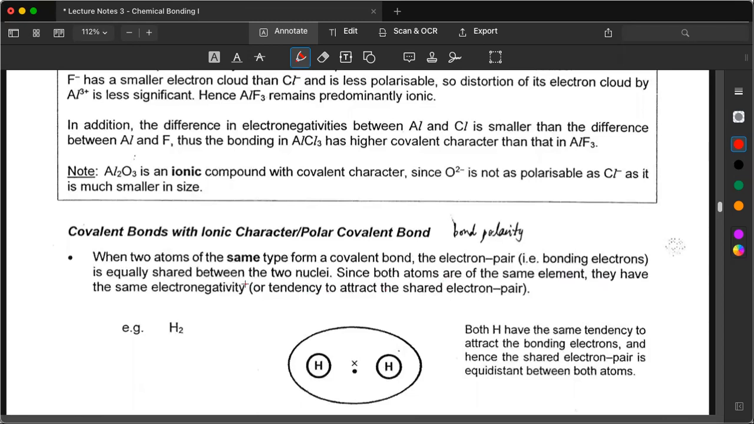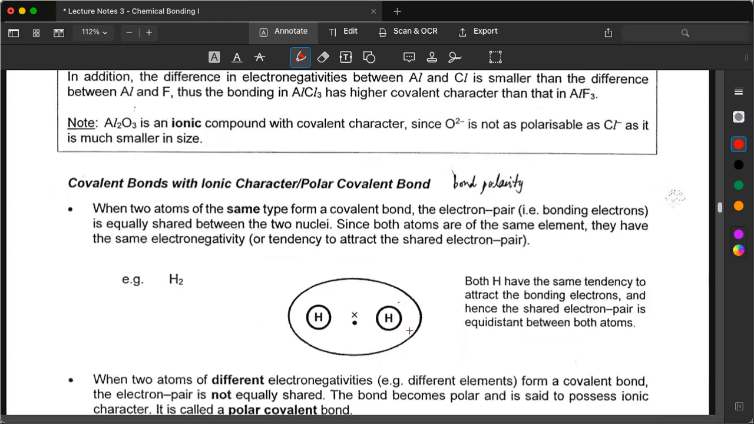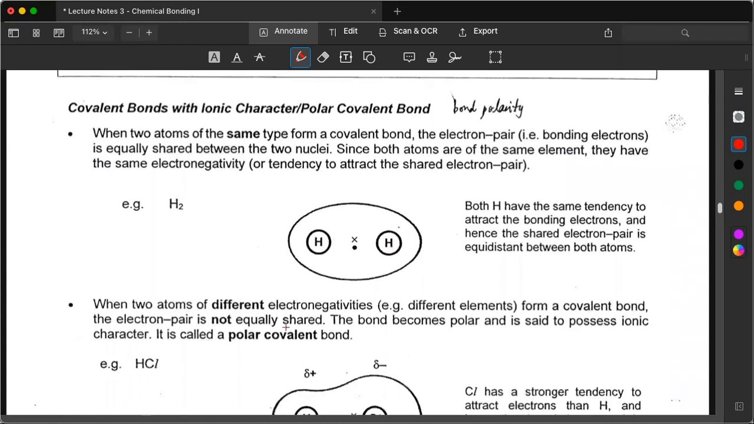When two atoms of the same type form a covalent bond, the electron pair is equally shared between the two nuclei. Since both atoms are of the same element, they have the same electronegativity. So in this case, both hydrogens have the same tendency to attract the bonding electrons, and hence the shared electron pair is equidistant between both atoms.